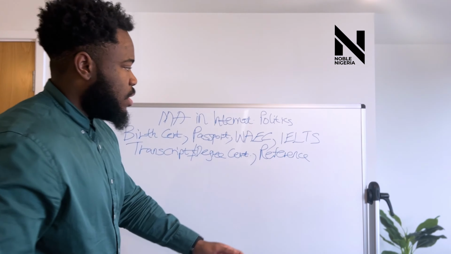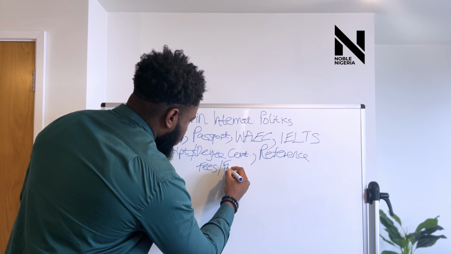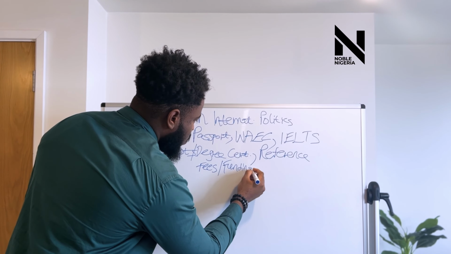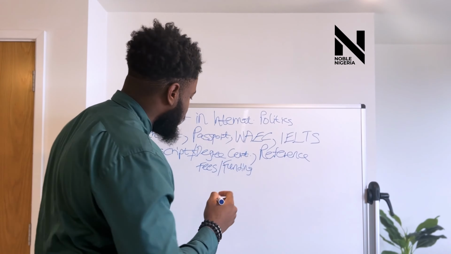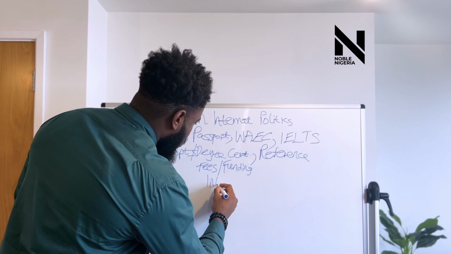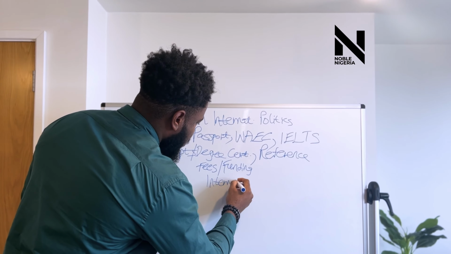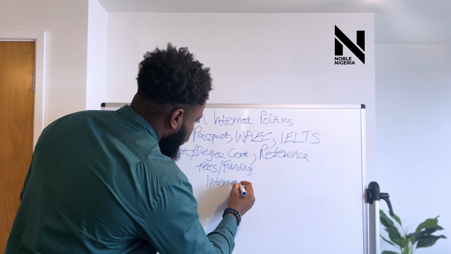When you go to the website of any university at all, you're going to see home students, and you're going to see fees or funding, right? Under fees or funding, you're going to see home students, and then you're going to see international students. What you want to focus on is the price for international students.